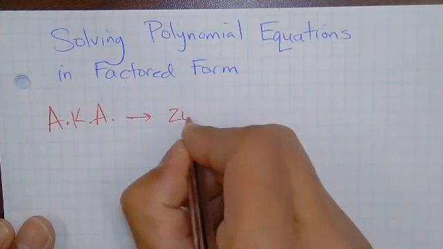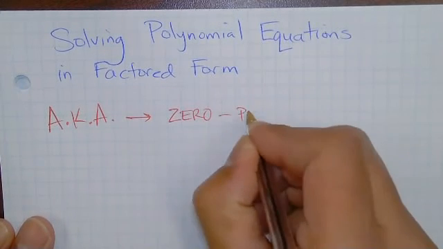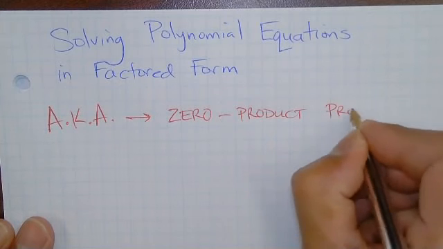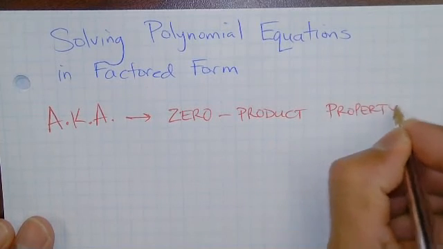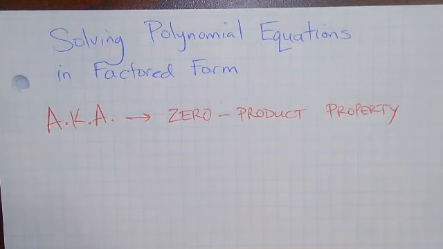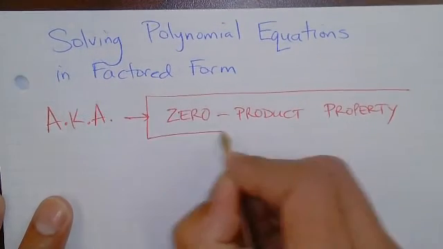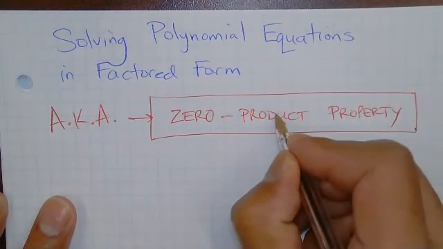This is called the zero product property. Okay, they give it fancy titles, they give it fancy names. You're like, I don't know what it's called. Well, it really doesn't matter, as long as you know how to do it, that's the part that counts. It's also called the zero product property.